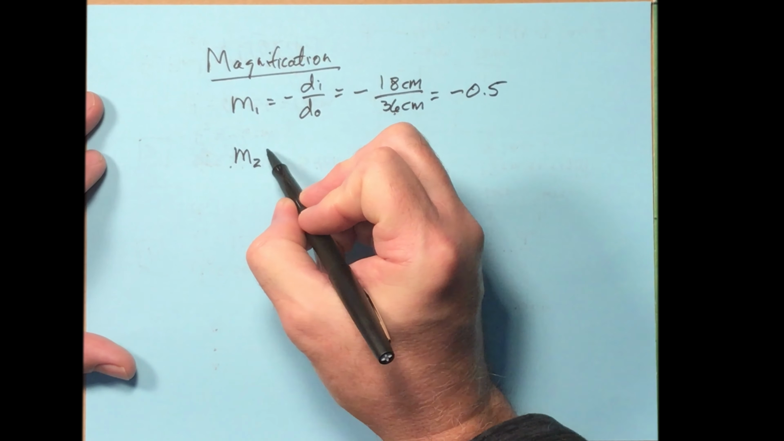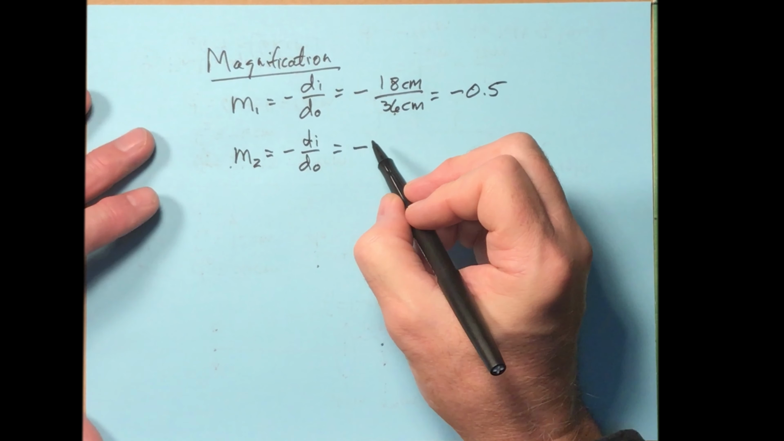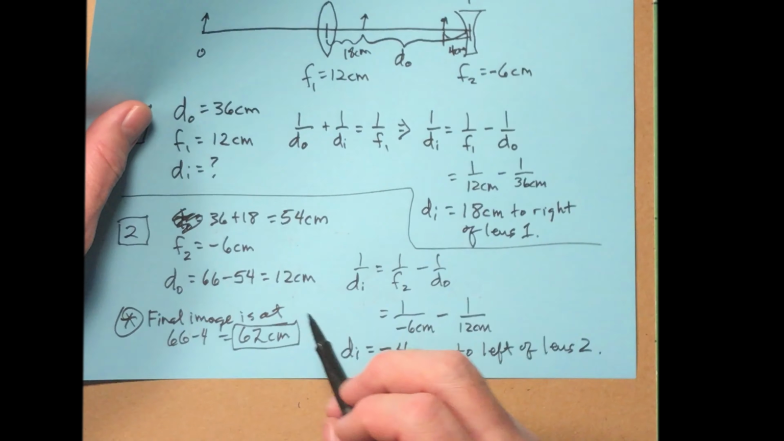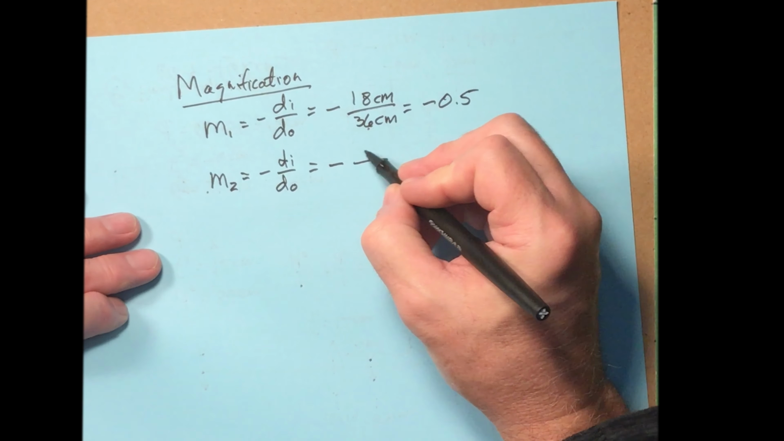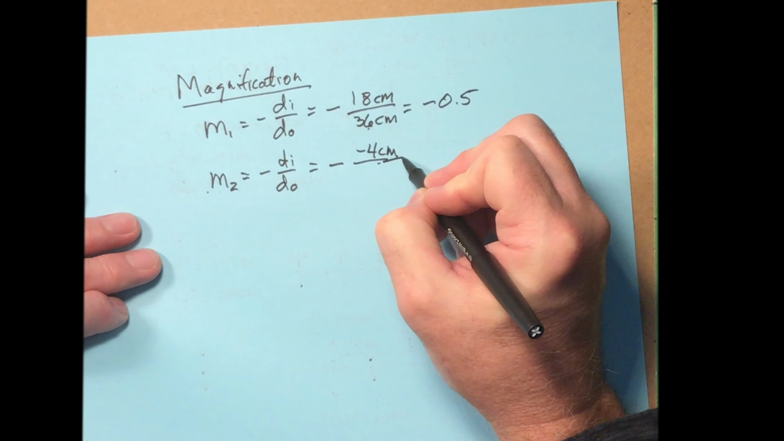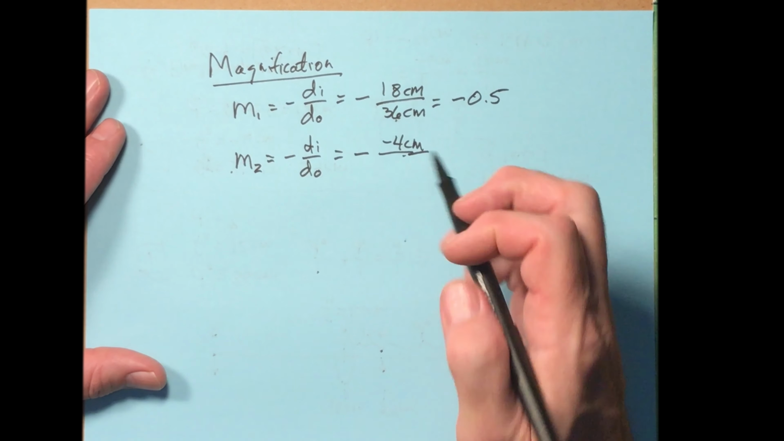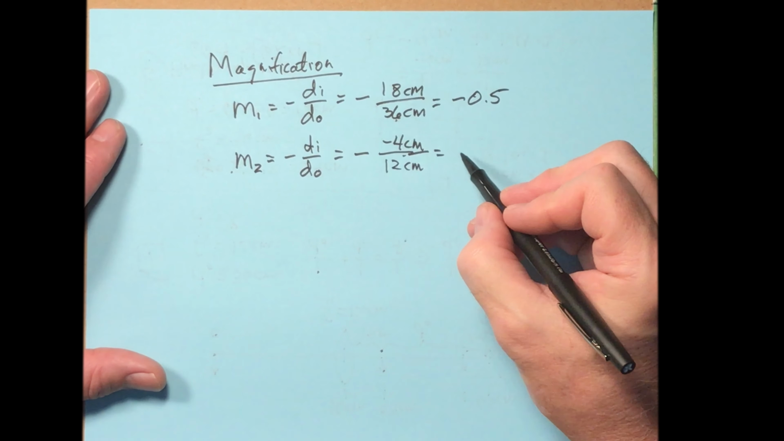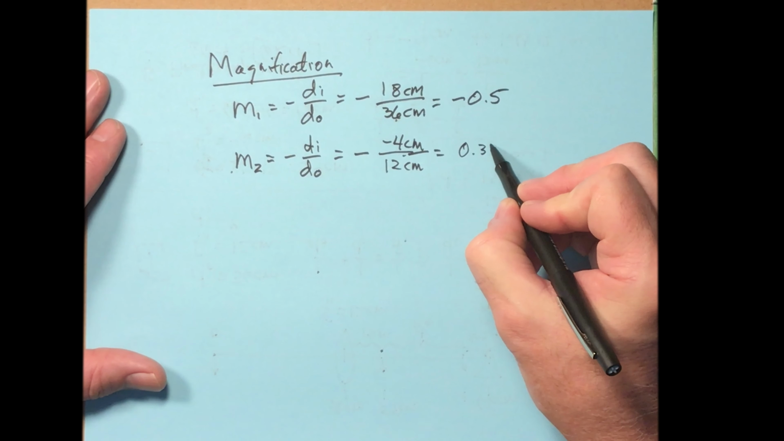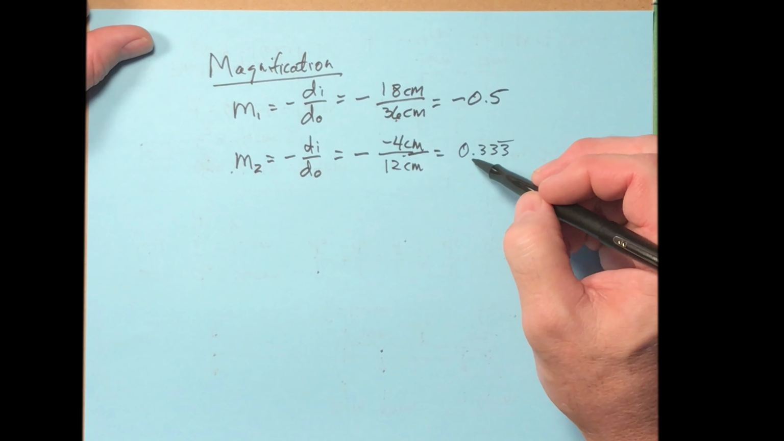What if we did the same thing for magnification 2? That's minus di over do. So that's going to be minus. Now let's see, its di was negative 4 centimeters. So negative 4 centimeters over do. Its do is 12 centimeters. Okay, so over 12 centimeters, so that's going to be 1/3, and it's going to be positive, so 0.333, and so forth. So it's 1/3 of its original height.